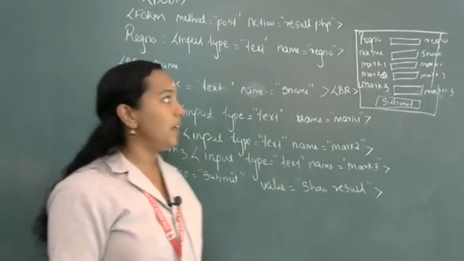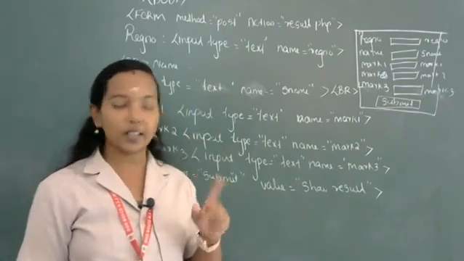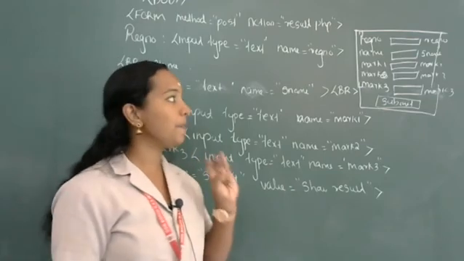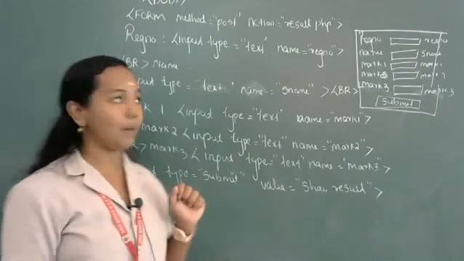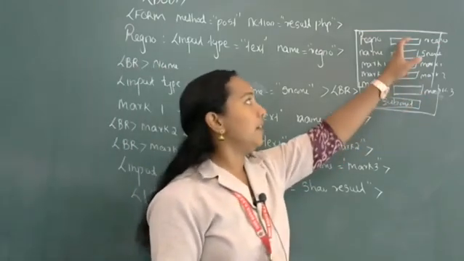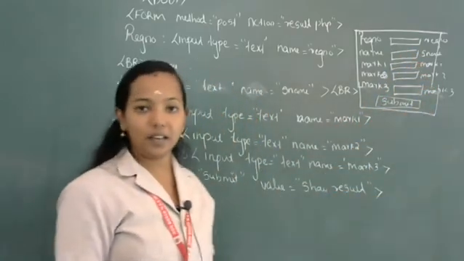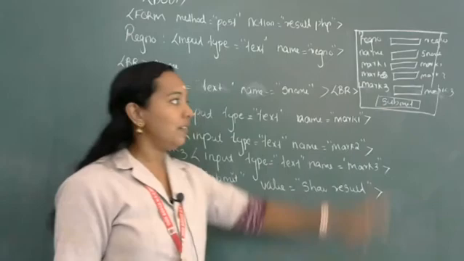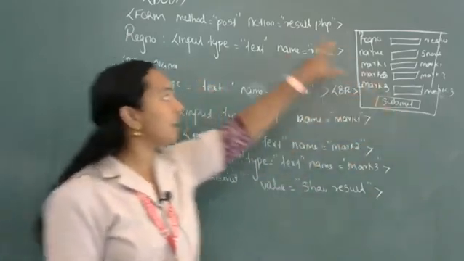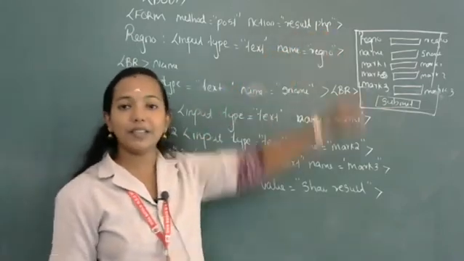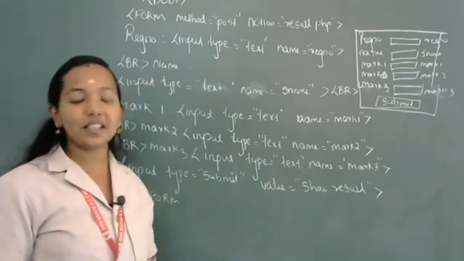In that form, it consists of 5 text boxes. First text box for register number, second text box for name, third text box for mark 1, then mark 2, mark 3, and then submit. So when we type register number of a student, name of the student, mark 1, mark 2, and mark 3, when you click on submit button, the entire value will transfer to the program result.php.